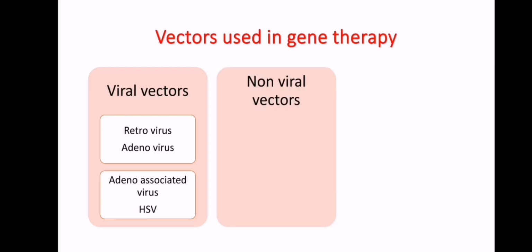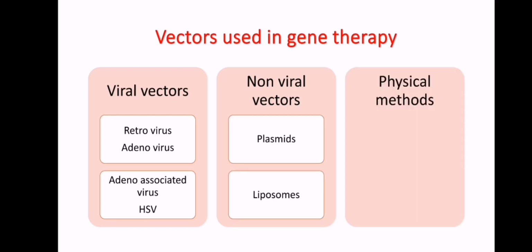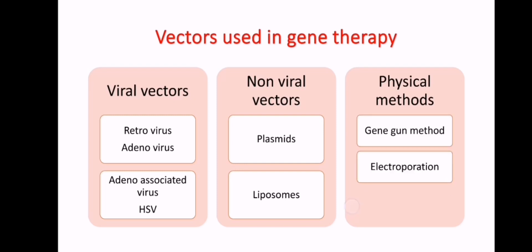Next is the non-viral vectors, which are plasmids and liposomes. Thirdly, the physical methods. There are three physical methods: gene gun method, electroporation method, and microinjection method.